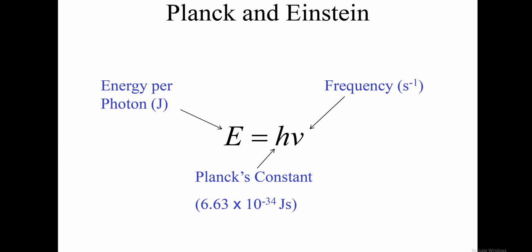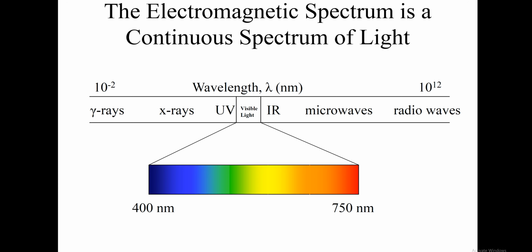So if we combine both together and we take a look at Planck and Einstein's photoelectric effect, you can see that, again, we're using that equation E equals hv. Now, you're also aware of Einstein's famous energy equation, E equals mc squared, which multiplies the mass by the speed of light squared. And that brings us to the electromagnetic spectrum.